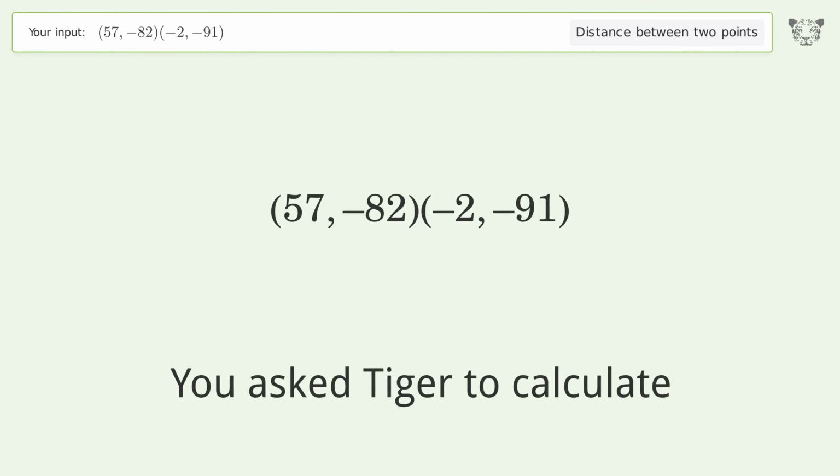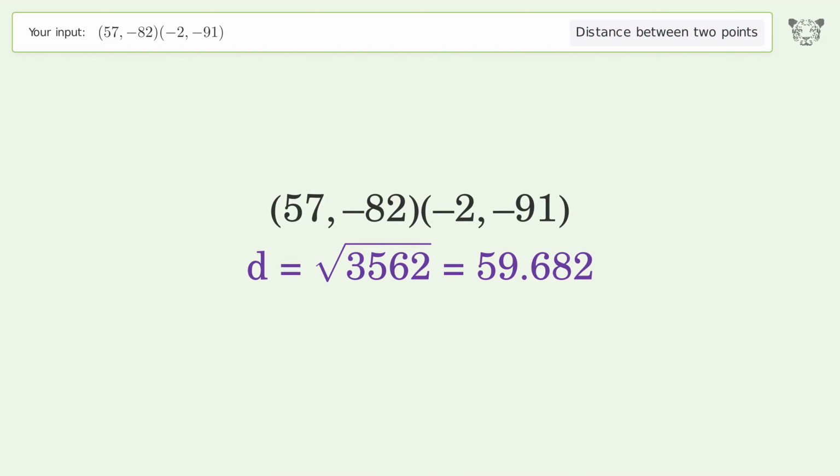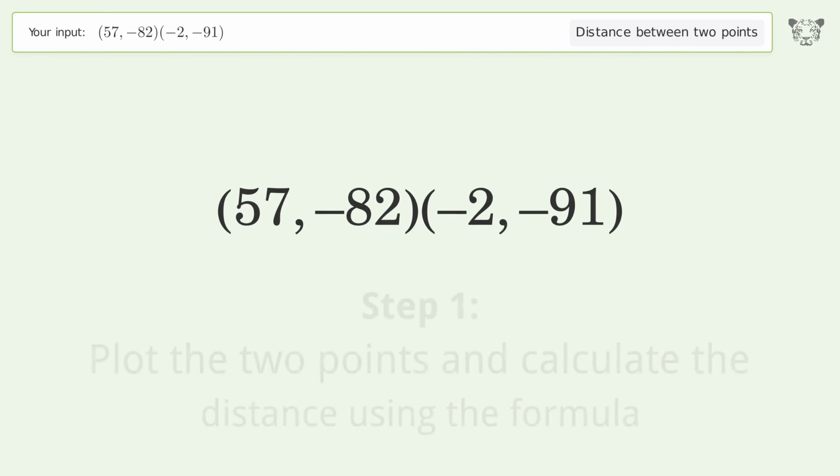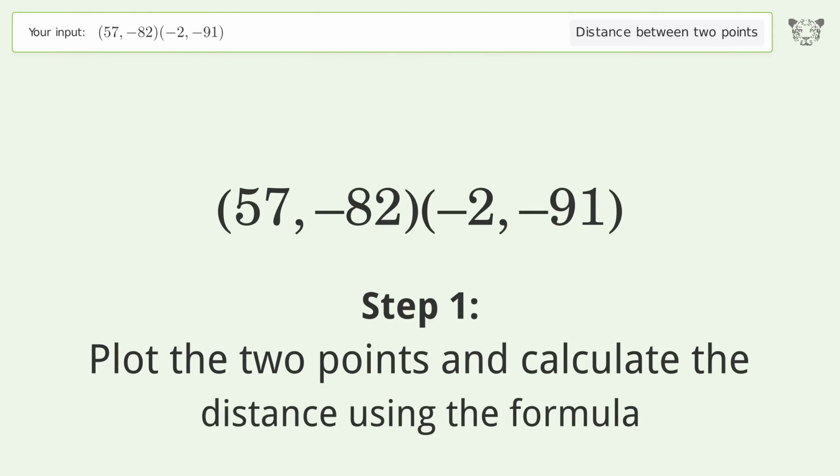You ask Tiger to calculate. This deals with the distance between 2 points. The distance between the 2 points is the square root of 3,562, or 59.682. Let's solve it step by step. Plot the 2 points and calculate the distance using the formula.